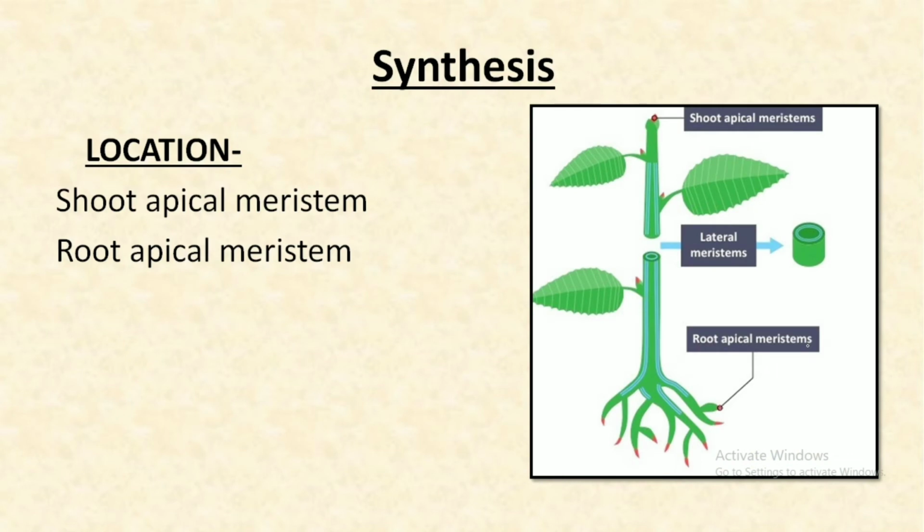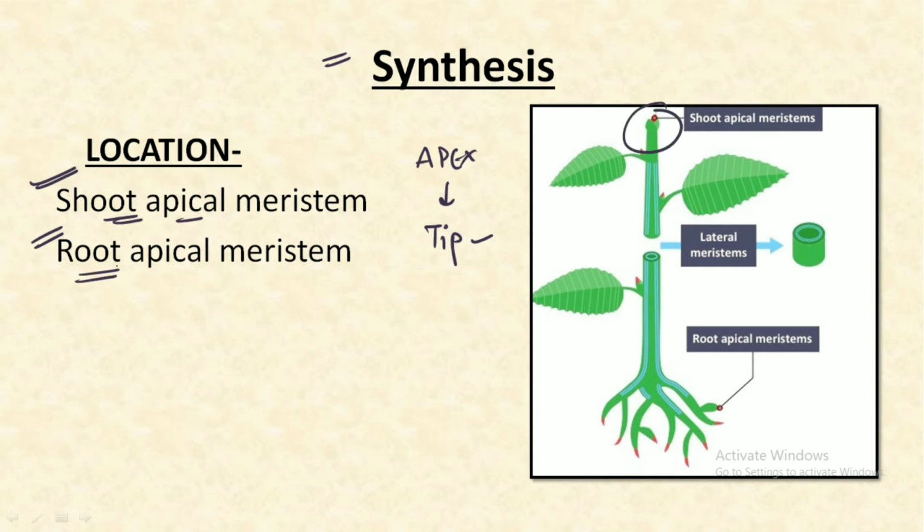So we have the synthesis location of the auxin as the shoot apical meristem and the root apical meristem. Let us understand what apical meristem is. Apex, A-P-E-X, in simple words means the tip. If we are talking about shoot apical meristem, it is the tip of the shoot, and if we are talking about the root apical meristem, we are talking about the root tips, where the auxin would be produced.